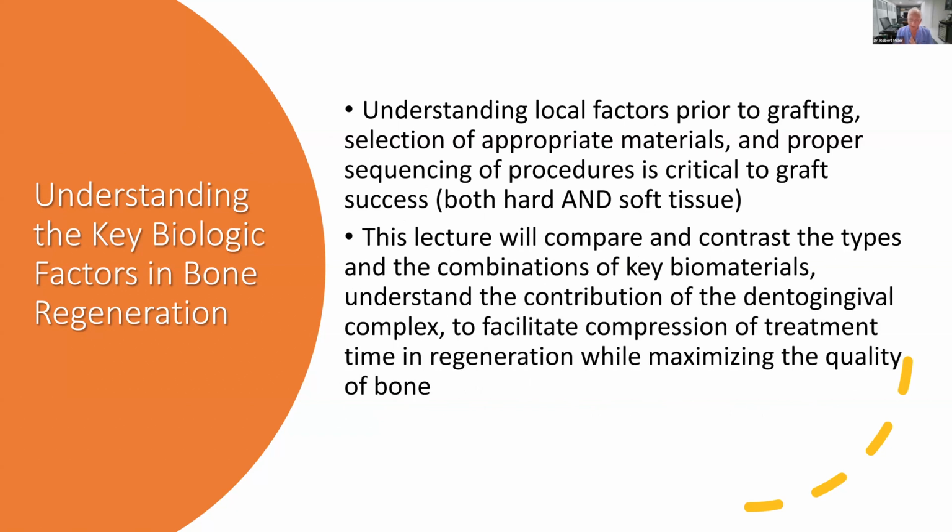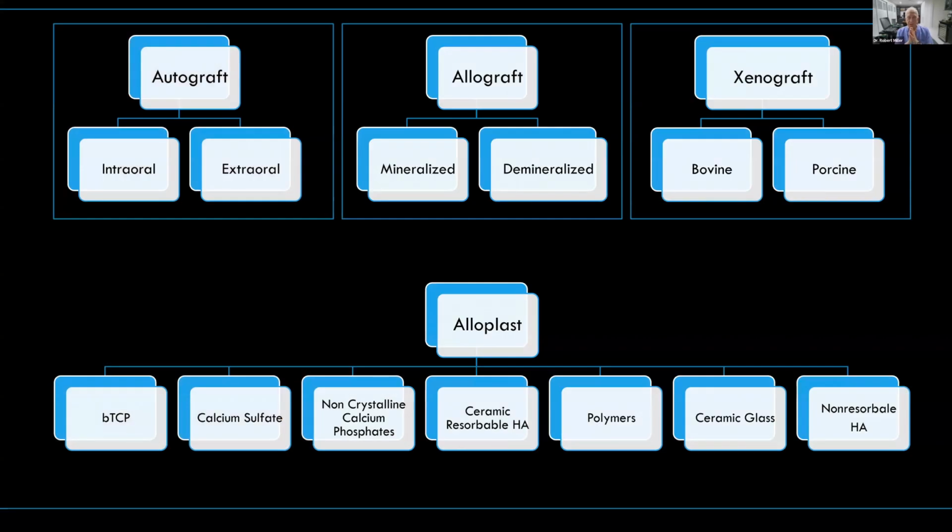So we're going to compare and contrast the different combinations of materials, look at what the dentogingival complex means, and then understand how we compress treatment time by using things together to get what we call a synergistic outcome. And a synergistic outcome, using two or more dissimilar materials, and then getting an outcome that is better than using them independently at times.